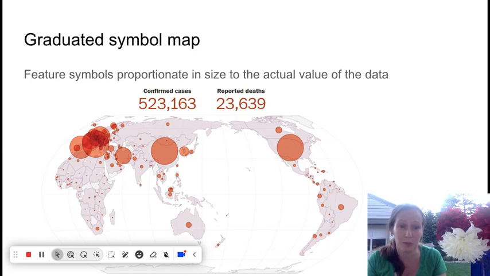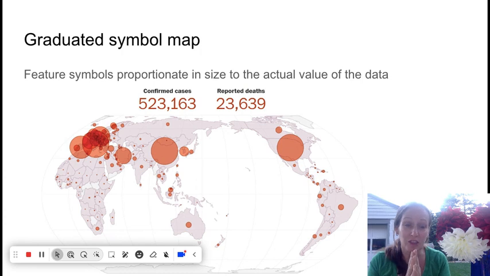A graduated symbol map means it uses a symbol. It's often a dot. It's not always. So this is not a dot map. It's a graduated symbol map. What's the difference? Well, one way you can tell is that the dots are different sizes. So the bigger the dot here, or it can be another symbol, that will show you increased data.